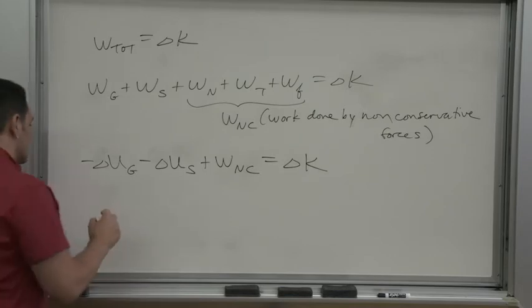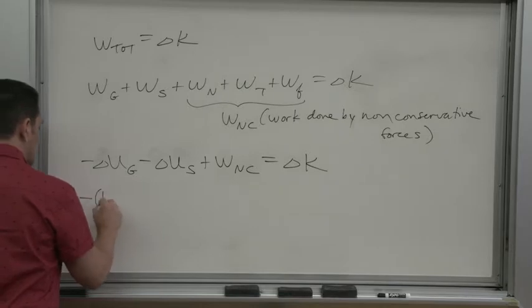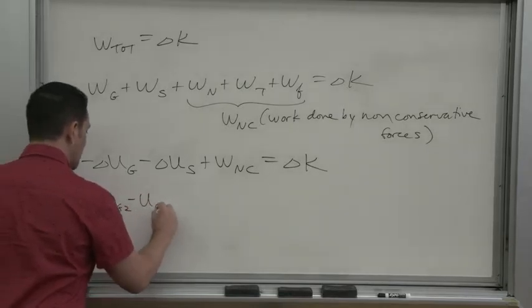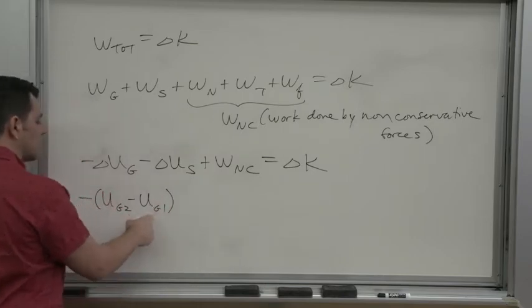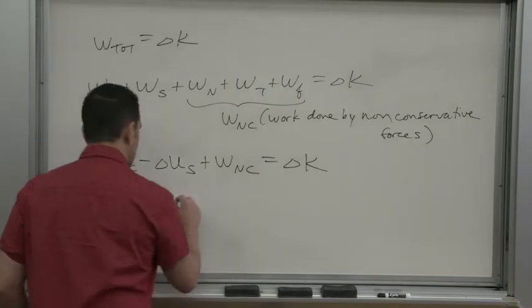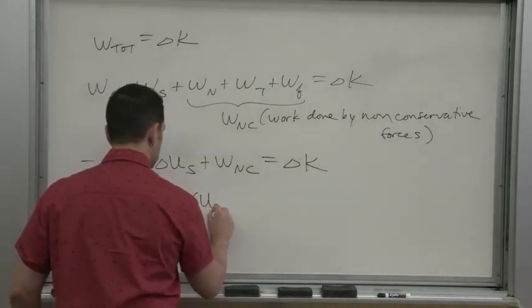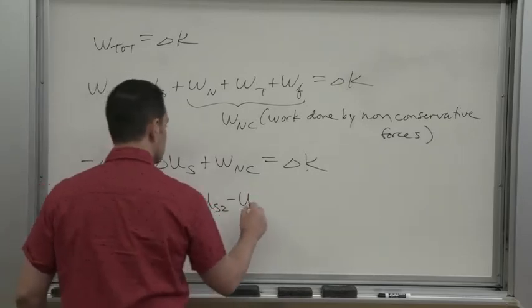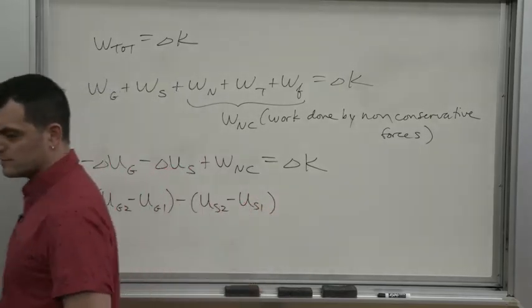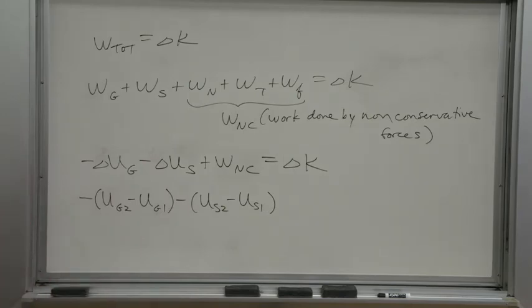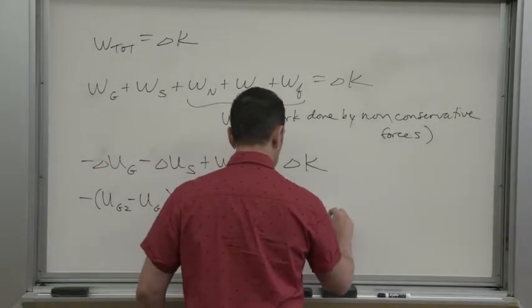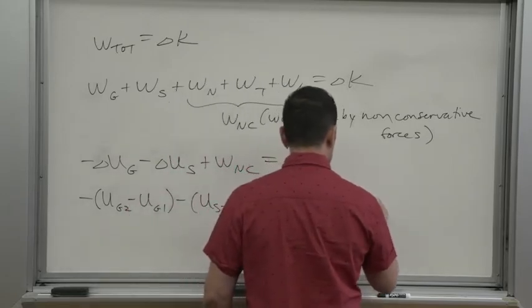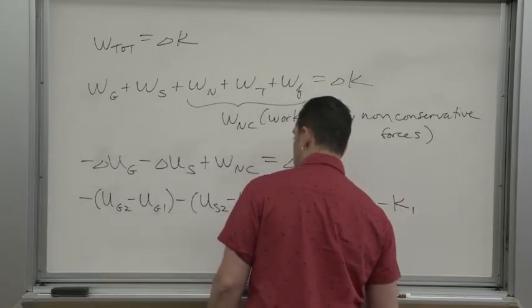All right, let's write this as UG2 minus UG1. Right, change in gravitational potential energy is going to be the final minus the initial potential energy. Same thing for spring. And then finally, I'm going to write out delta K as K2 minus K1.